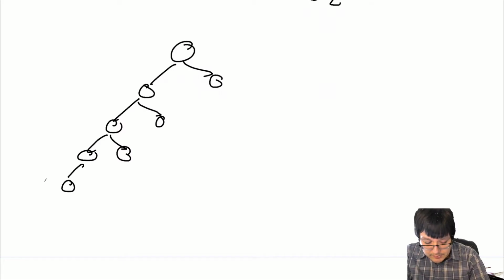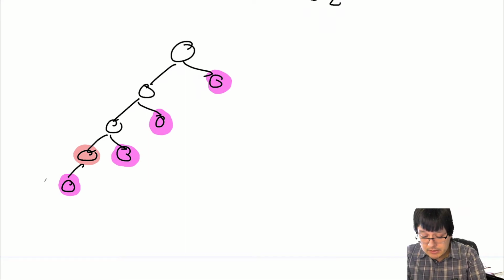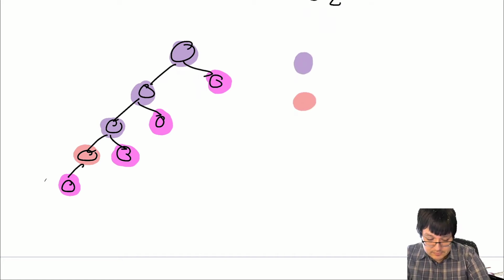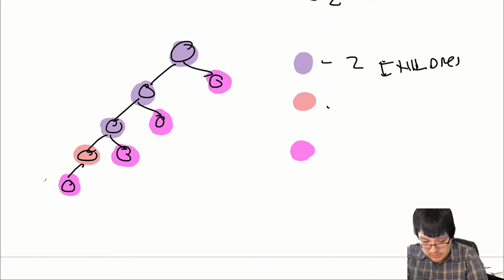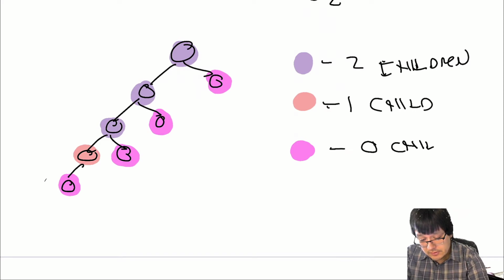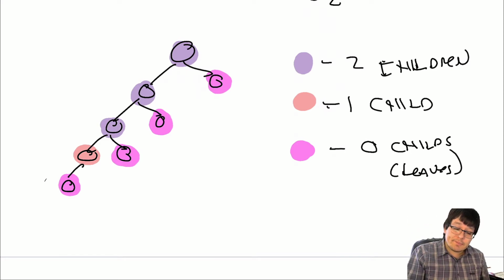In this case, this is a leaf node, this is a leaf node, leaf node, leaf node. How many single parents do we have here? This is a single parent, and that's it. How many parents have 2 children? Those. So I guess I'll put a key in here. And then that one. So this is two children, one child, and then 0 children, which are the leaf nodes, right? So we have 4 leaf nodes, okay?